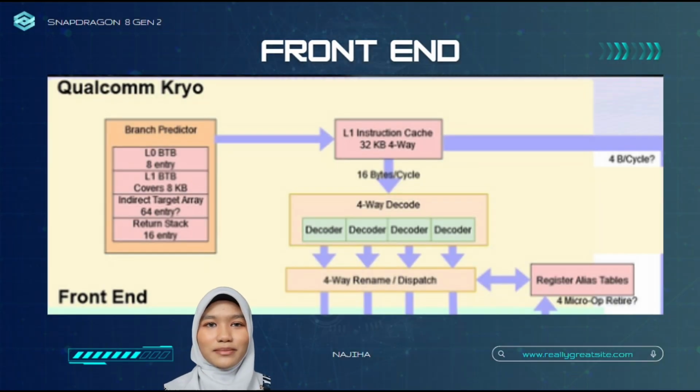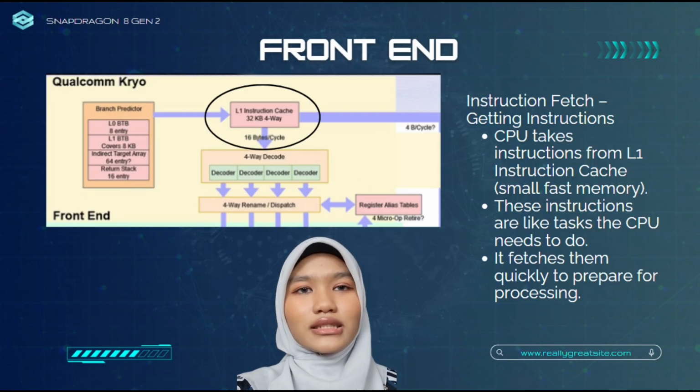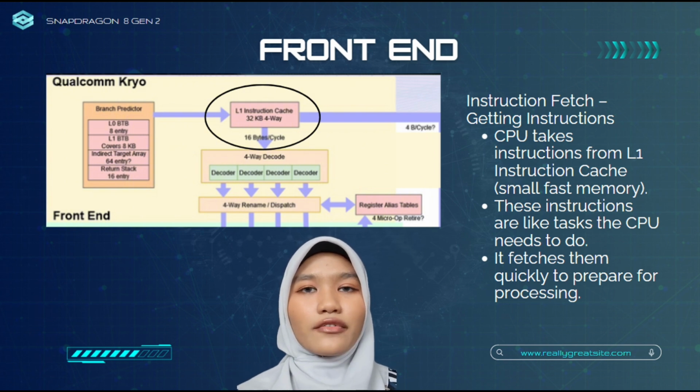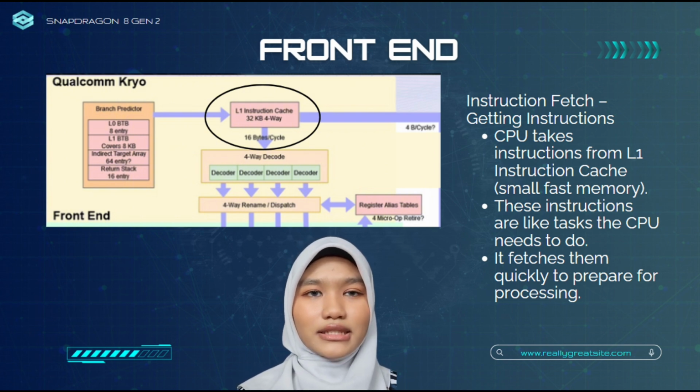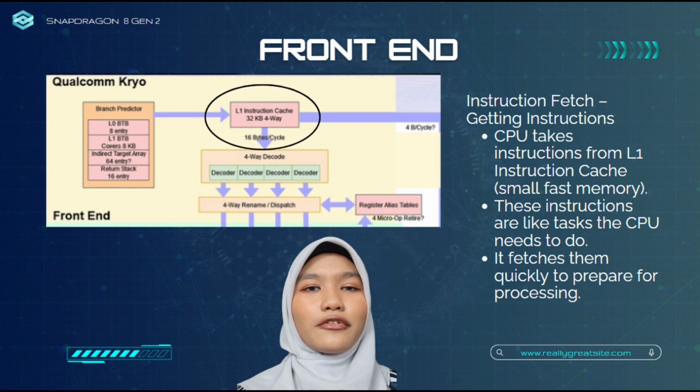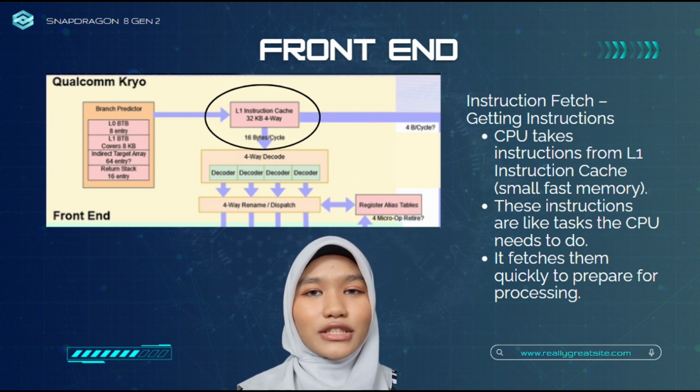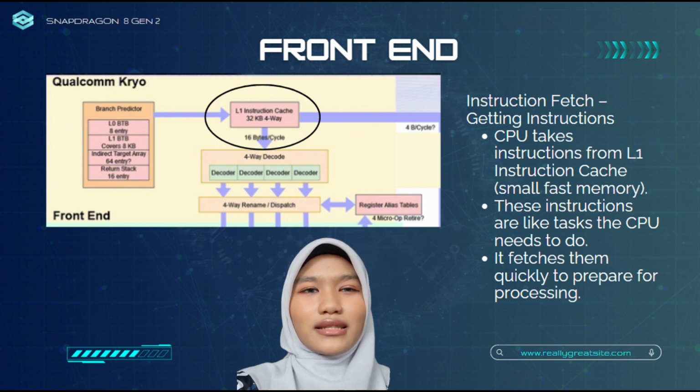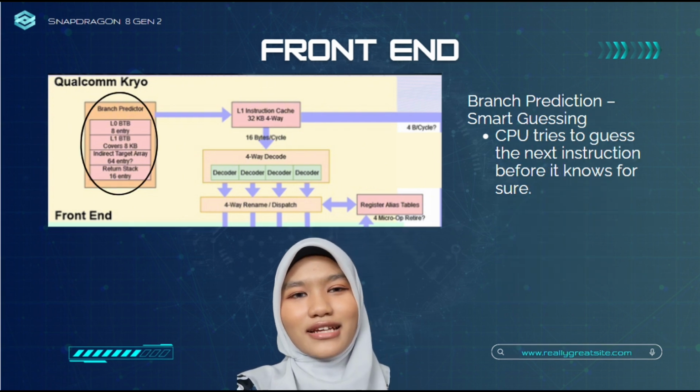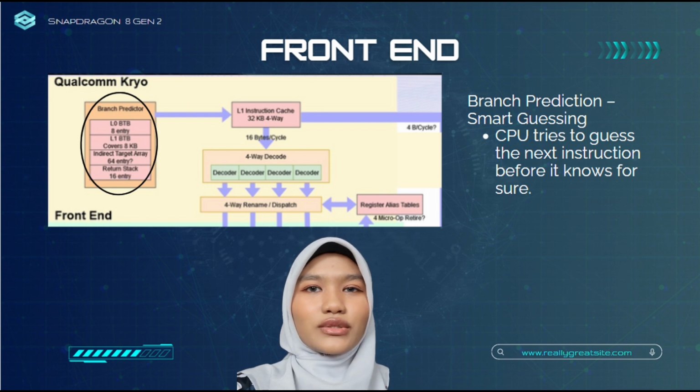Okay, now I will explain the front end of the Snapdragon Cairo CPU. The first step is that the CPU fetches instructions from the L1 instruction cache. This cache is a small, fast memory that stores recently used instructions. The CPU uses it to quickly get the next step it needs to run. This is like checking your to-do list. The next is prediction. This part tries to guess what instruction comes next before it actually knows.